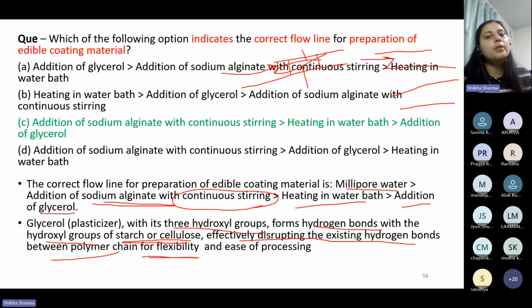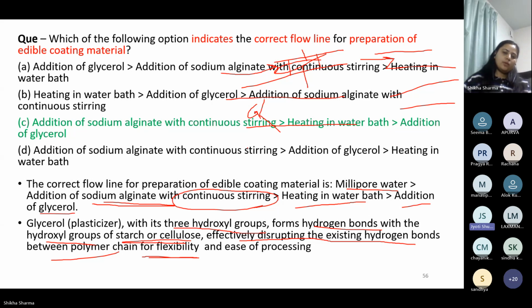Because what happens if there is mineral in the millipore water, like calcium, Ca plus 2? What will it do? If there is a polymer chain, the Ca2 will form cross linking. Okay. So that's why for experiments we usually use millipore water or distilled water.